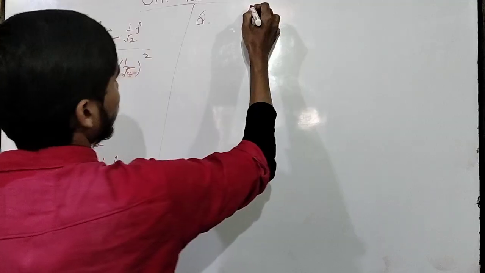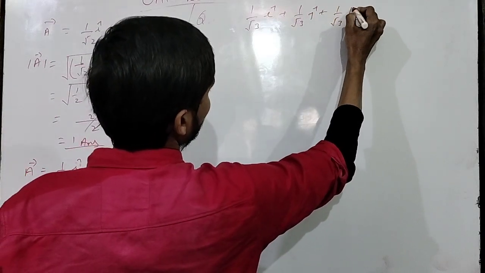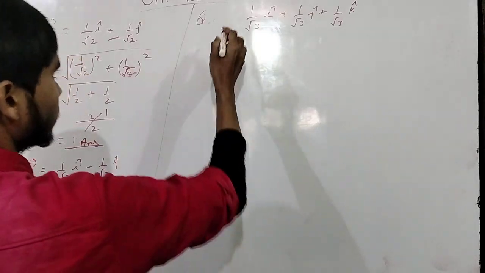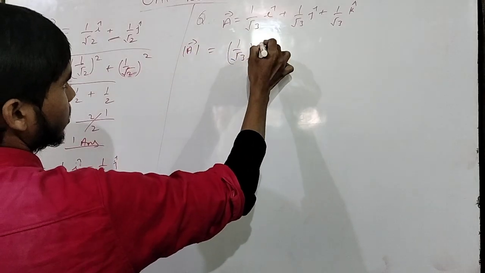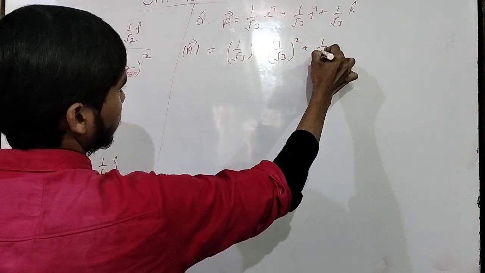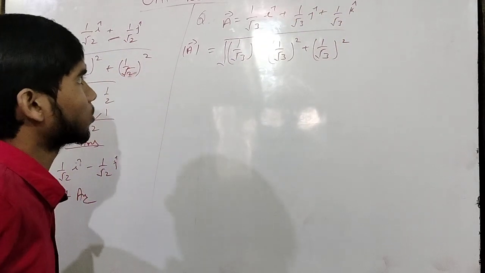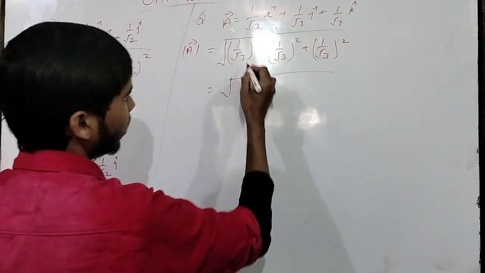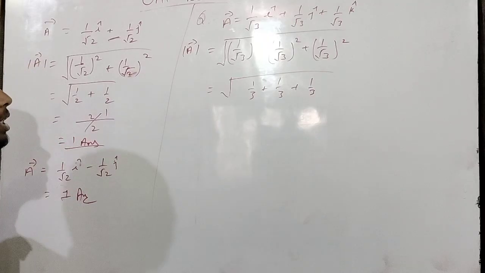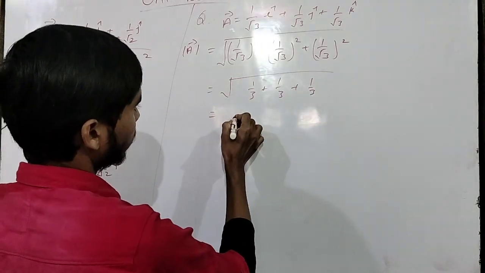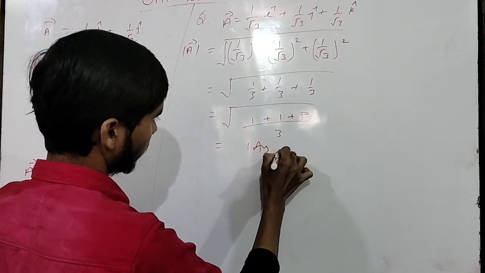Now next, 1 by root 3, again 1 by root 3, again 1 by root 3, but directions are different. Magnitude of this would be the square root of 1 by root 3 squared plus 1 by root 3 squared plus 1 by root 3 squared. Now 1 by 3, 1 by 3, 1 by 3, because 3 3s are 9, and 9 is the perfect square of 3. That's why 3 came again. After simplifying this, you are getting again 1. Am I right? Yeah.